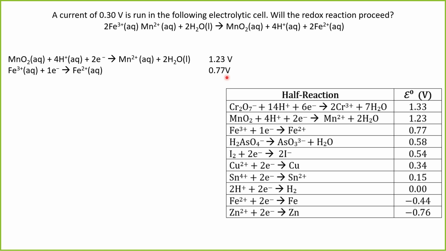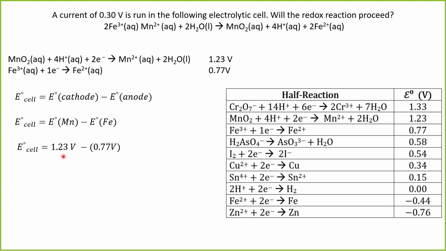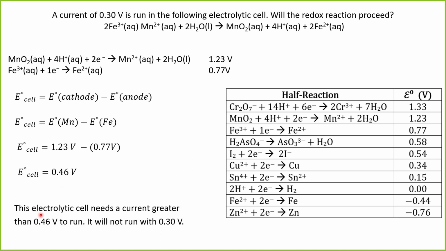Again, for calculating E cell, I'm going to calculate it like it's a galvanic cell, knowing that I will have to put a negative in front of it for the electrolytic cell. Here is how I'm going to calculate E cell. This is going to be my manganese minus my iron. That is going to be 1.23 volts minus 0.77 volts, which gives me an E cell of 0.46 volts. Remember, your electrolytic cell needs a current greater than 0.46 volts to run. So if I am running a current of 0.3 volts, this electrolytic cell will not run. I am not running enough of a current.